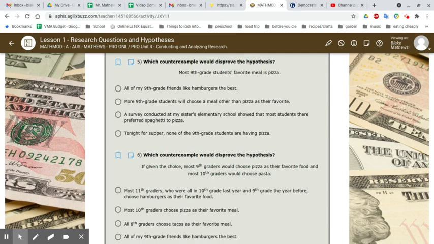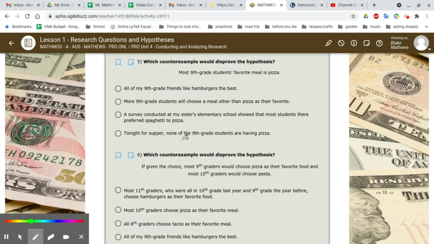And then starting at number 5, it asks this question about counterexamples. So a counterexample is simply something that goes against a hypothesis. So you have a hypothesis, like the ones we just talked about, and you want to know, is there a counterexample? Meaning, is there something that shows that that's actually not true? So these also need to be specific, and they also need to be measurable. So that's where you're going to kind of go through.